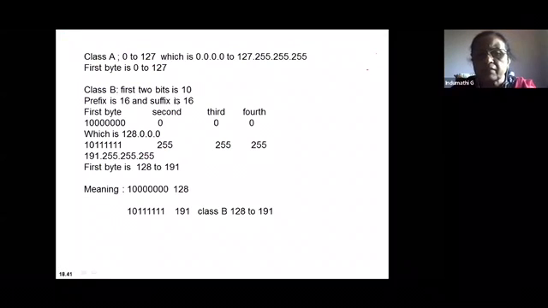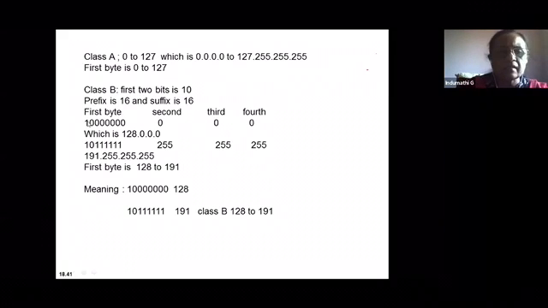See, in class B, the first 2 bits are 1, 0. So you know that if the first bit is 0, it is class A. If the first 2 bits are 1, 0, then it is class B. So that means you have 2 bytes for prefix and the remaining 2 bytes for suffix. That means 16 bits for prefix, 16 bits for suffix. So the first byte is 1, 0, 0, 0, 0, 0, 0, 0, and the second byte will be all zeros. That means it starts from 128.0.0.0.